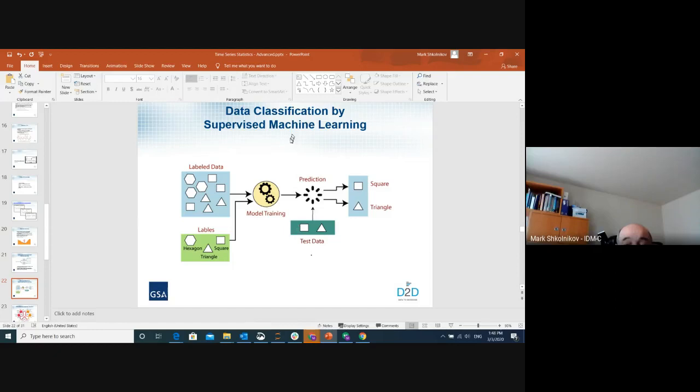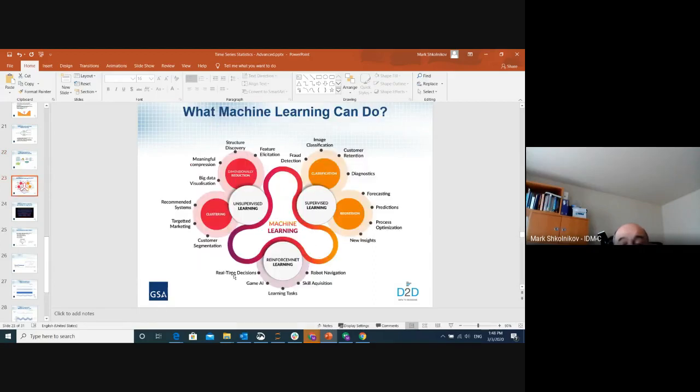So this is called supervised machine learning, and you already know a little bit of it, not in terms of data classification, but regression analysis. So don't be scared by machine learning, you already know a little bit of it. But since machine learning is such a buzzword nowadays, I would like to show you what it can be used for.